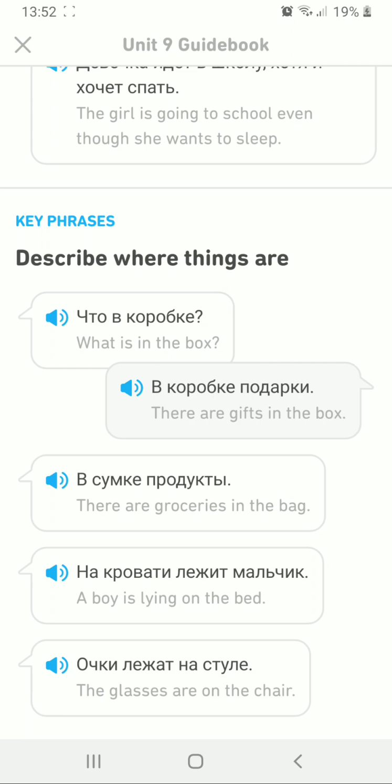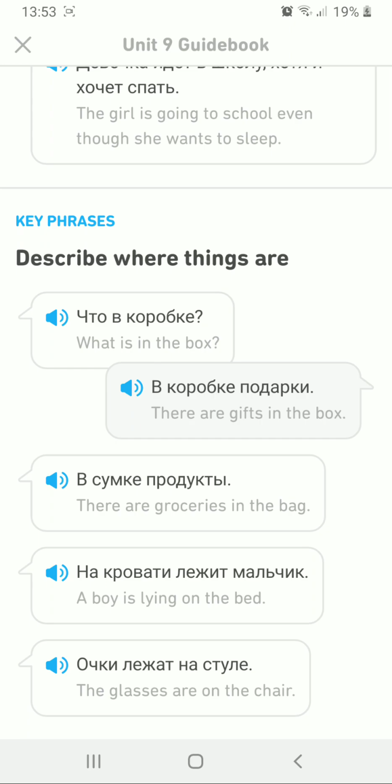So the accent for the word коробка, I think коробка in the infinitive, is here on роб. Что в коробке? What is in the box? And the answer is В коробке подарки. Подарки, gifts. Подарок is one gift, but подарки, gifts in plural.